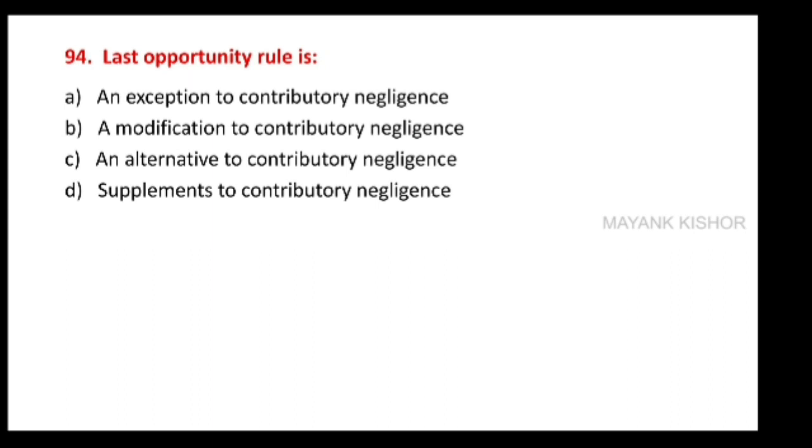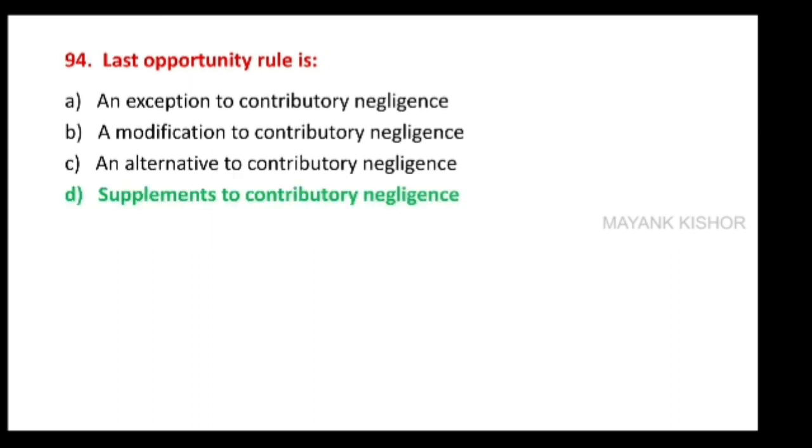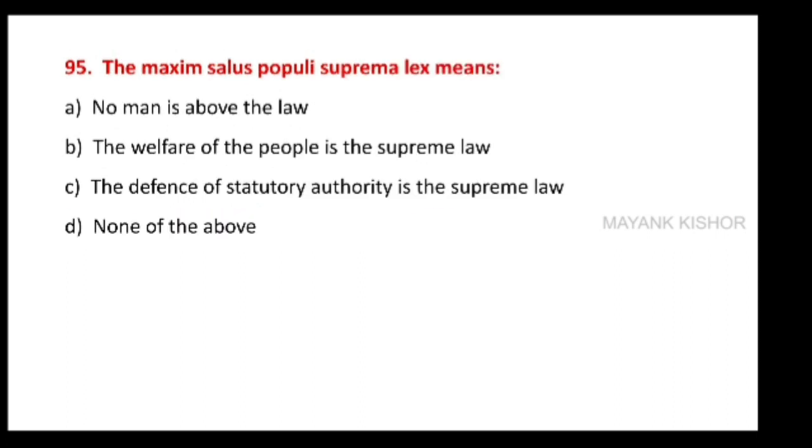Last opportunity rule is option A an exception to contributory negligence, option B a modification to contributory negligence, option C an alternative to contributory negligence, option D supplements to contributory negligence. And the correct answer is last opportunity rule is supplements to contributory negligence, option D. Next question, question number 95.